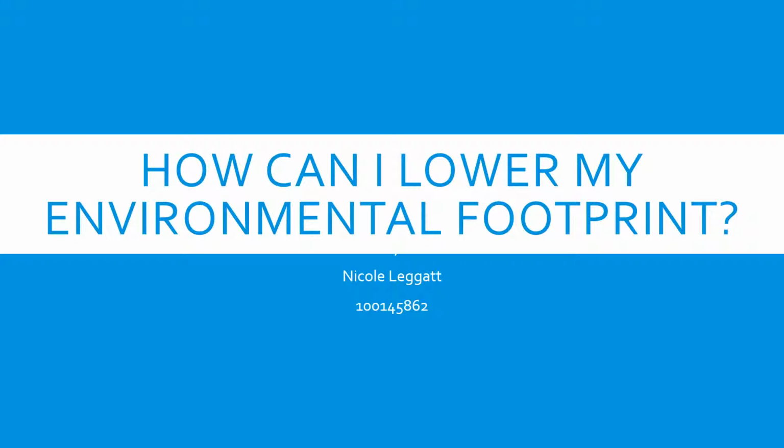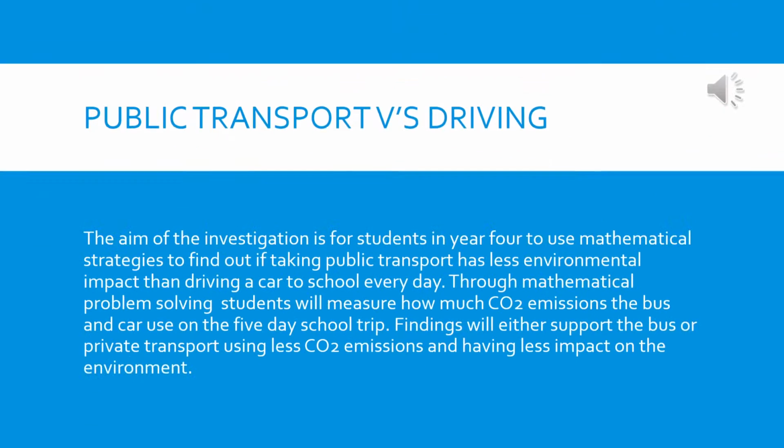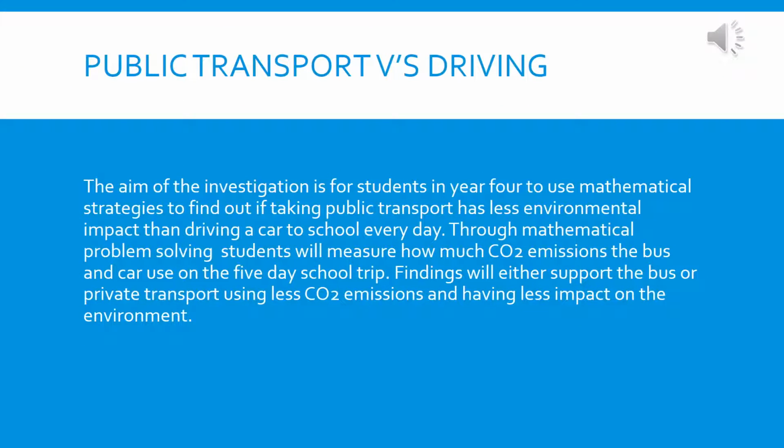How can I lower my environmental footprint? The aim of the investigation is for students in Year 4 to use mathematical strategies to find out if taking public transport has less environmental impact than driving a car to school every day. Through mathematical problem solving, students will measure how much CO2 emissions the bus and car use on a 5-day trip to school. Findings will either support the bus or the private transport using less CO2 emissions and having less impact on the environment.